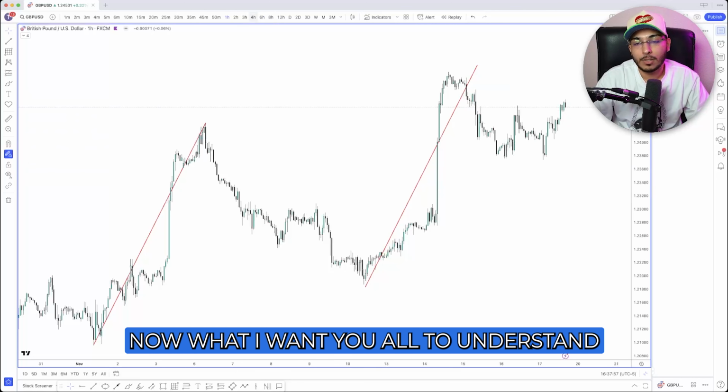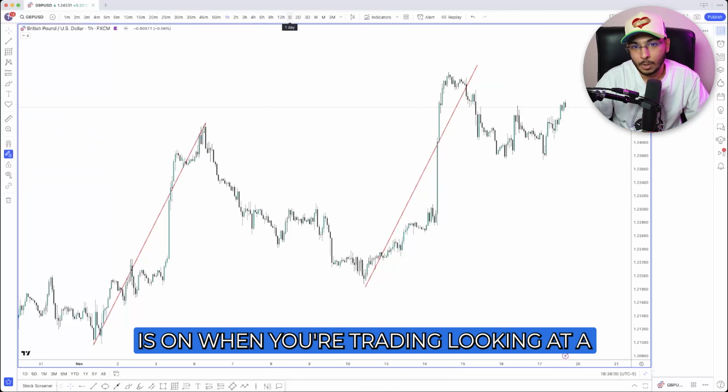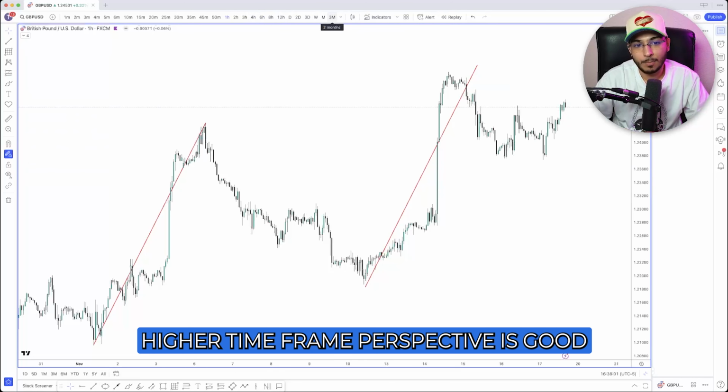Now, what I want y'all to understand is when you're trading, looking at a higher time frame perspective is good in multiple different variations. Why is it important to look at all the different time frames when it comes down to how to choose the right time frame? Choosing the right time frame just consists of understanding the bigger picture. Let's start off with this.